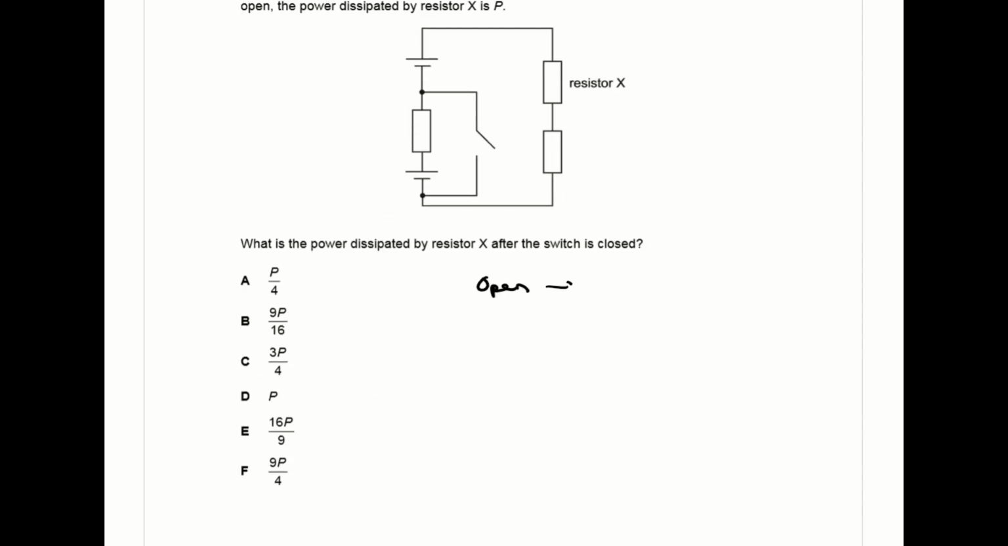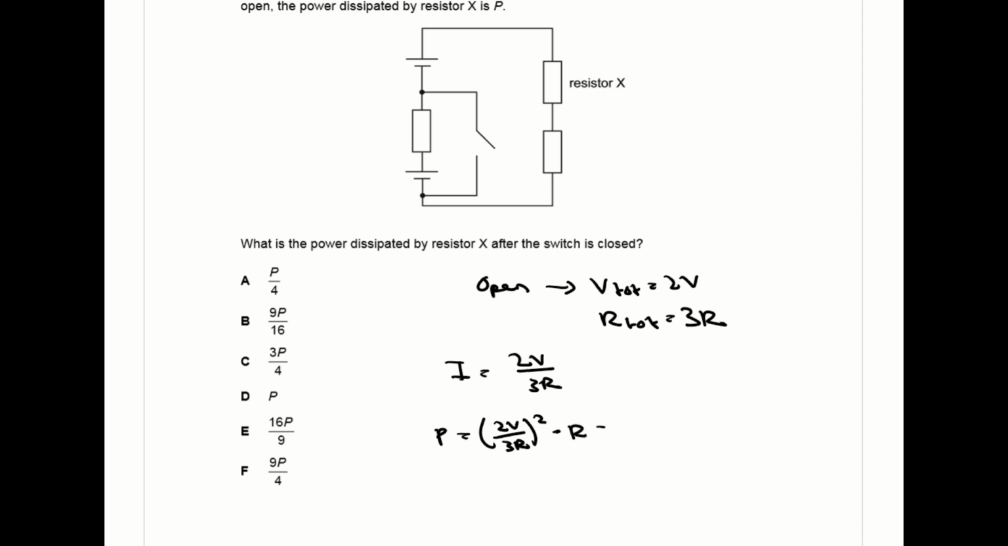For this question, you're told that the resistances and the voltages are identical. So you can write the voltage of one cell as V and the resistance of one resistor as R to obtain that when the switch is open, the total voltage is 2V and the total resistance is 3R. This means that the current is 2V over 3R and power is I squared R, which is equal to 4V squared over 9R.